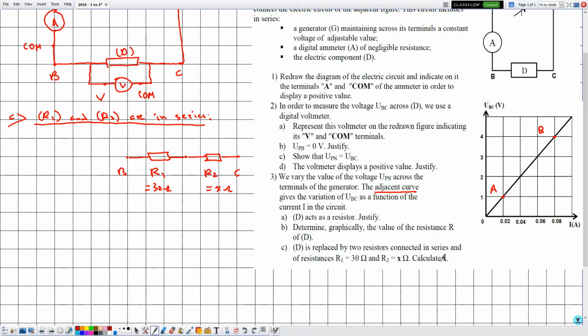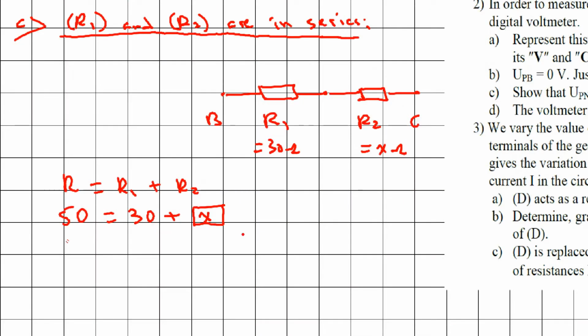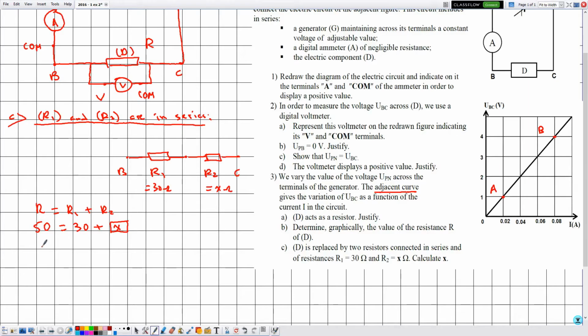They are telling me to calculate X such that these 2 resistors replace the single resistor or the electric component D, and this is known as the equivalent resistance. So R must be equivalent to R1 and R2 because they are in series. Then R is equal to R1 plus R2. The value of R is given by 50, the value of R1 is given by 30, the value of R2 is X, then we are interested in calculating the value of X, knowing that this is a linear equation and one unknown, which is X, then X is equal to 50 minus 30, which is equal to 20. Then the value of X is equal to 20.